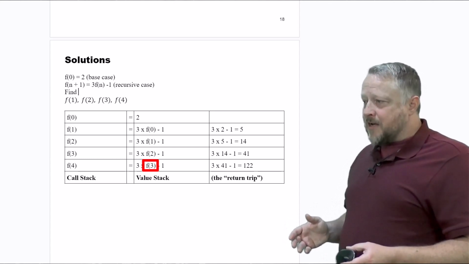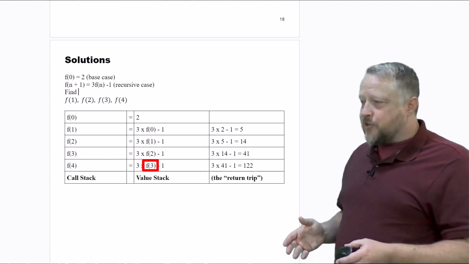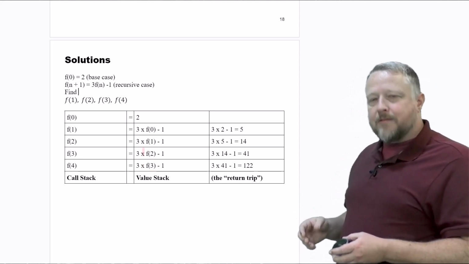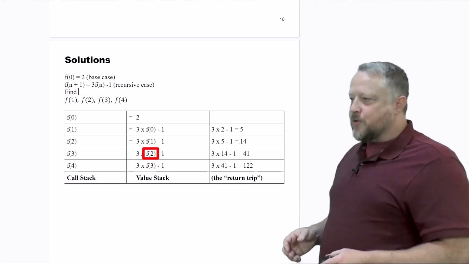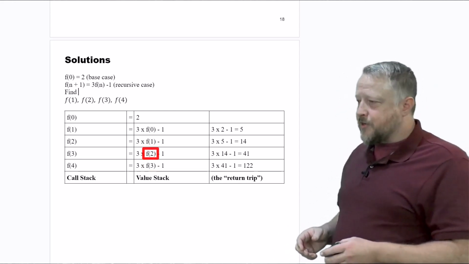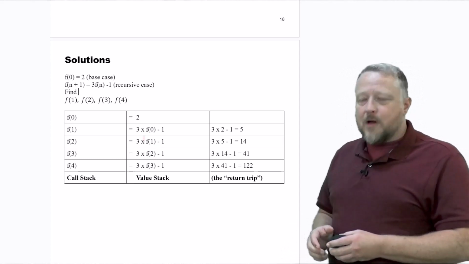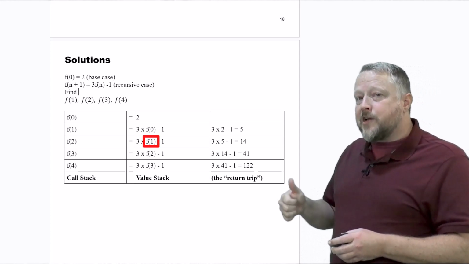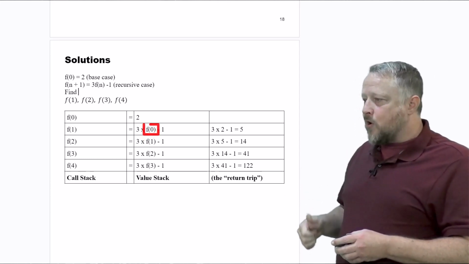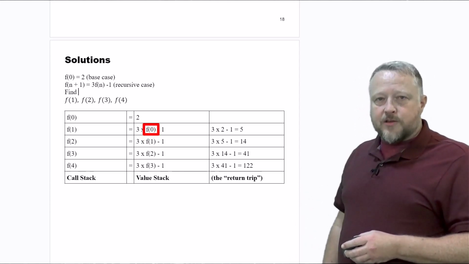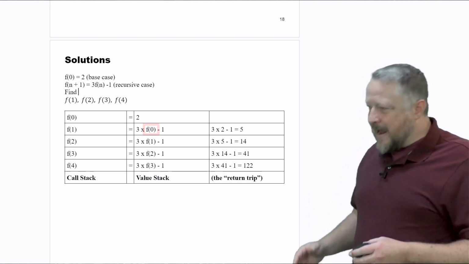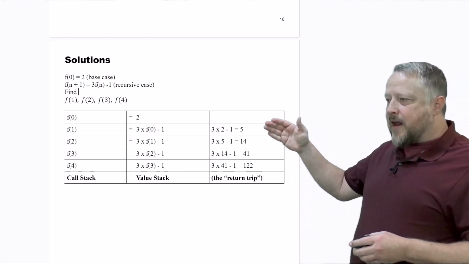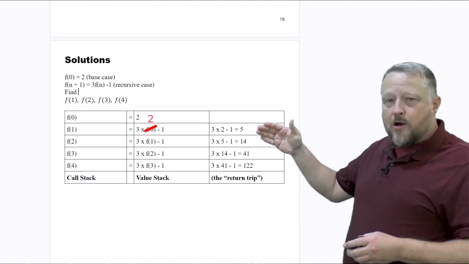So obviously I'm not done yet because I can't solve what f of 3 is yet. So now we go to f of 3 equals 3 times f of 2 minus 1. And then f of 2, we have 3 times f of 1 minus 1. F of 1 is equal to 3 times f of 0 minus 1. And we know what f of 0 is, straight up 2. So now we can start solving for things, now that I know f of 0 is equal to 2.